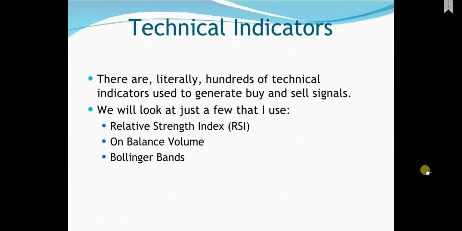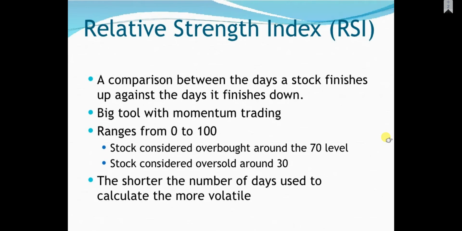The first is the relative strength index, that is the RSI, then the on balance volume, and the third one is the Bollinger Band. So first starts with the relative strength index, the RSI. It is a comparison between the days a stock finishes up against the days it finishes down. It is a big tool in momentum trading and ranges from 0 to 100. A stock is considered overbought around the 70 level and oversold around the 30 level. The shorter the number of days used to calculate, the more volatile it is.